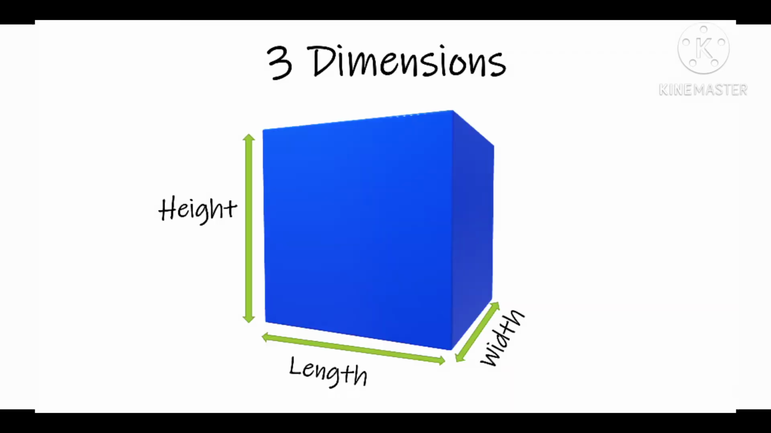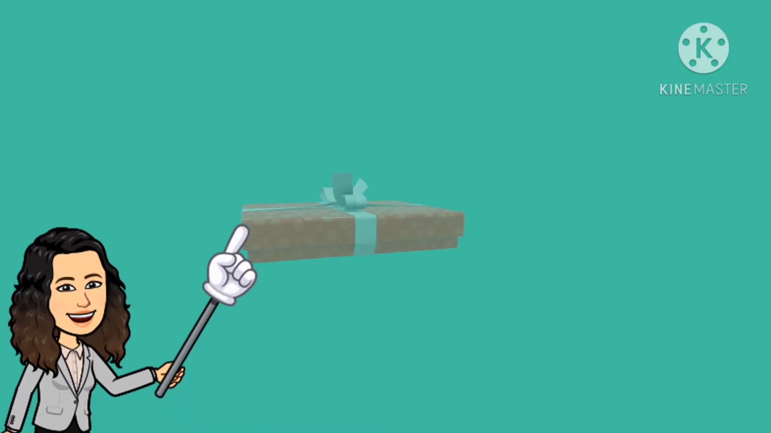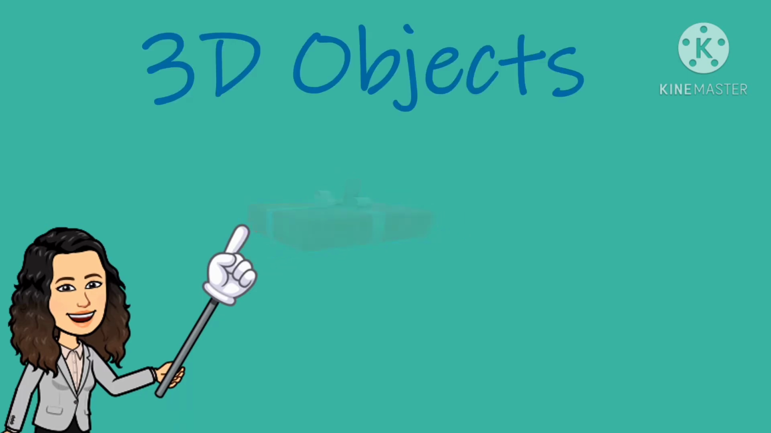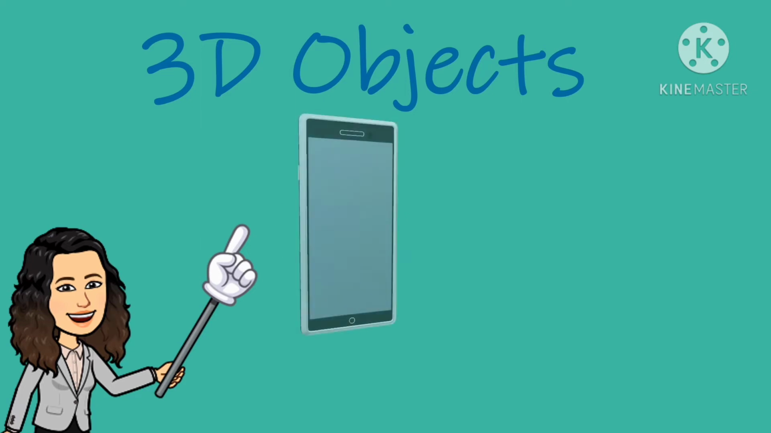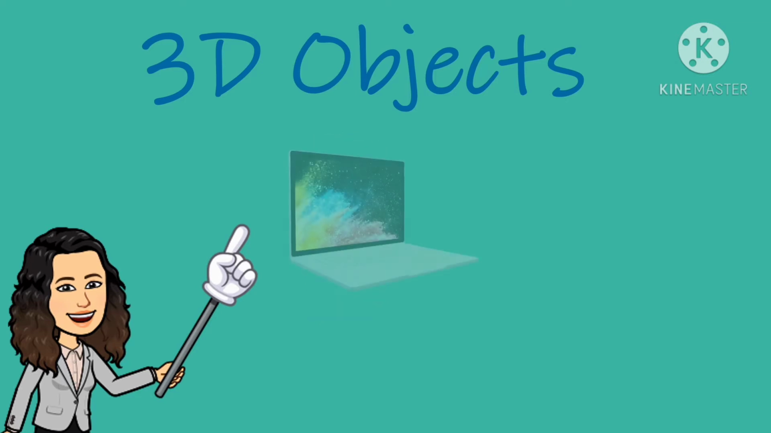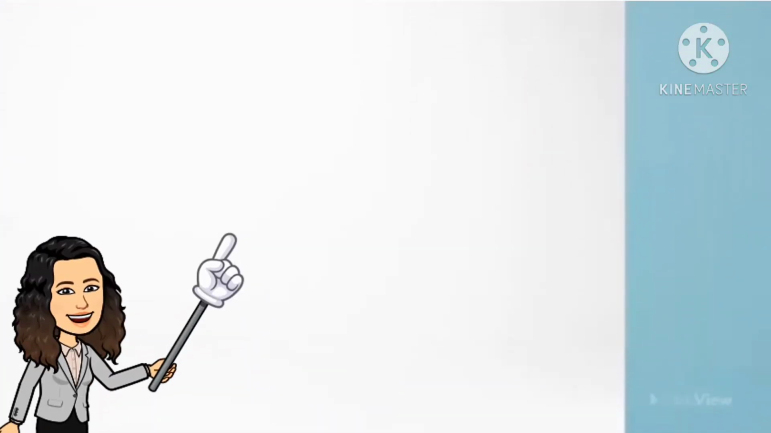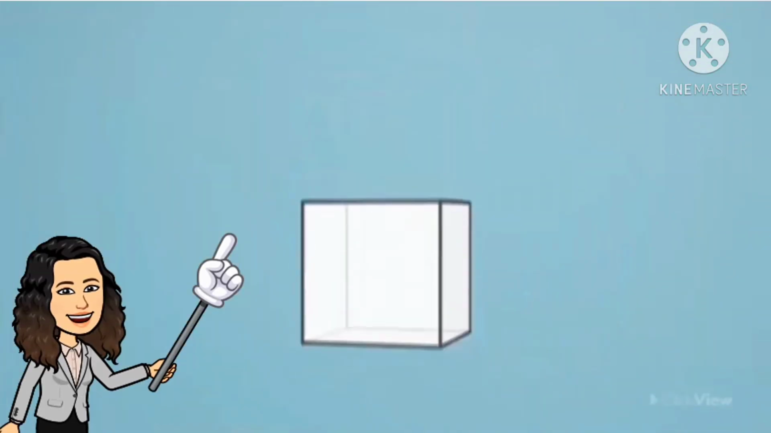3D shapes have three dimensions, which are length, height, and width. The world is made up of 3D shapes. They are all things we can hold. Your birthday present is a 3D shape, so is your soccer ball, as well as your gadgets like your phone and laptop.